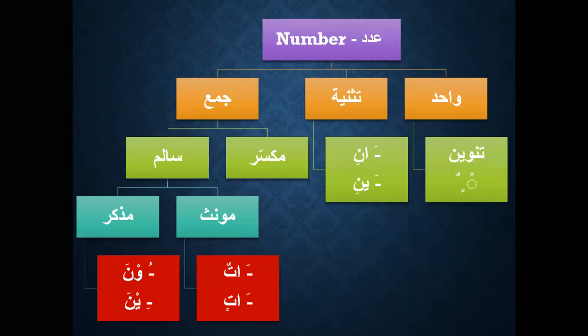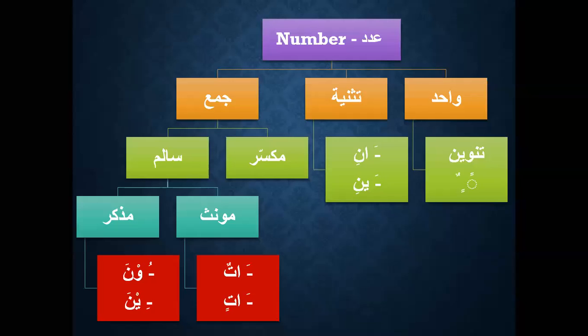With regards to number, you look at wahid, tathniya, and jama'. One, two, and more. Not just singular, plural, you have dual as well. How do you identify a tathniya? By ani, aini at the end. There will be either ani, aini, aini. Ani is marfu state, aini, aini is mansub and majroor state, respectively.